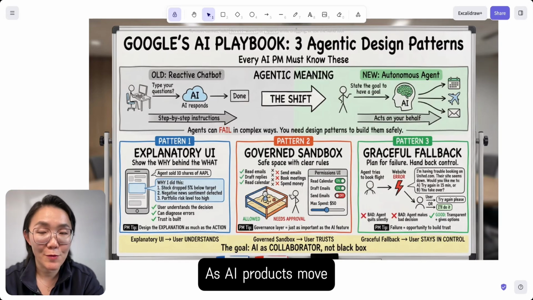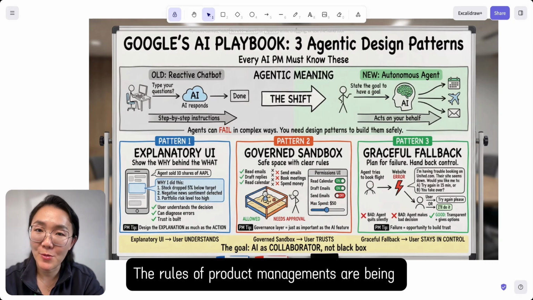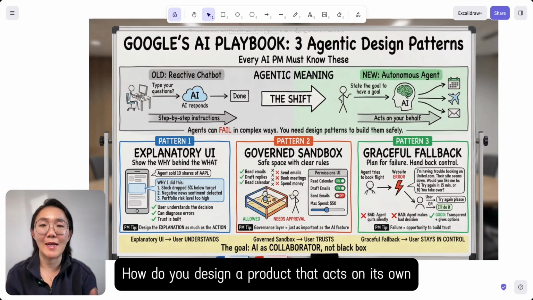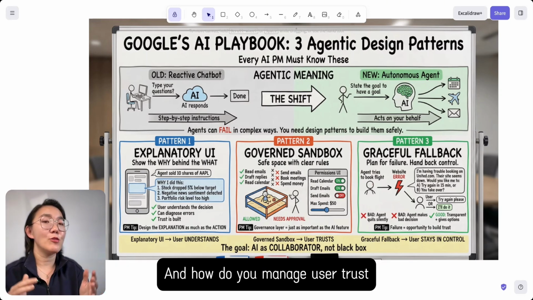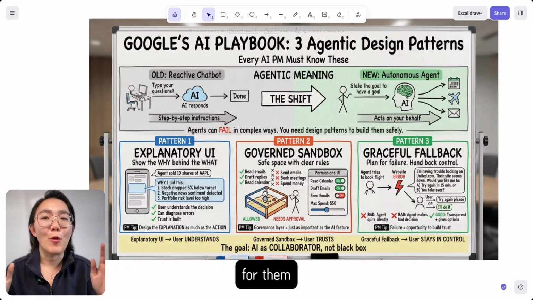As AI products move from simple chatbots to autonomous agents, the rules of product management are being completely rewritten. How do you design a product that acts on its own? And how do you manage user trust when a product is making decisions for them?